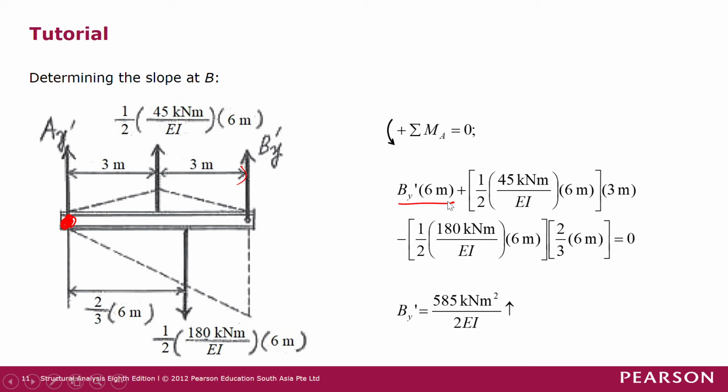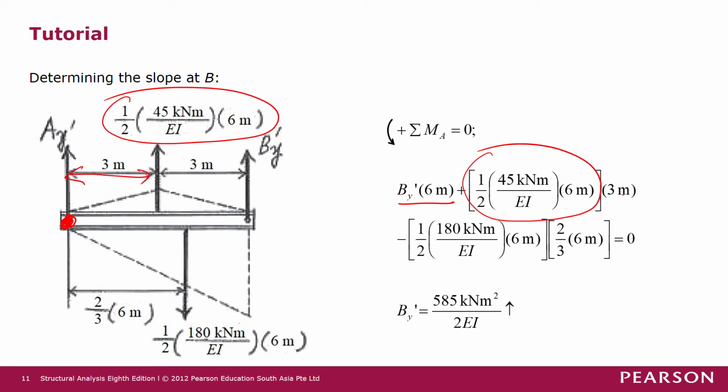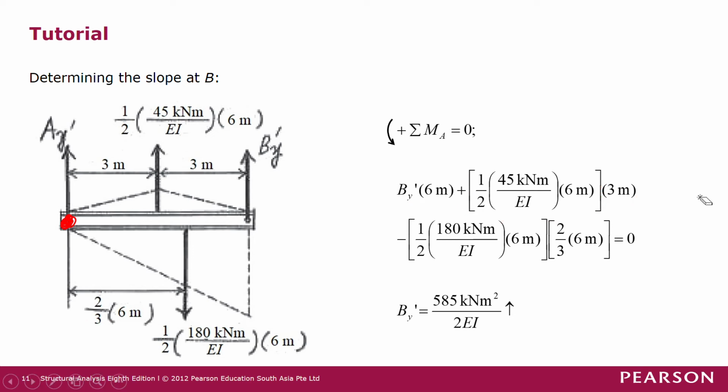And then the next force that we look at is this force here, which has a magnitude of this over here, and then multiplied by the moment arm of 3 meters, and then this is a counterclockwise moment with respect to point A or A prime, so it's a positive bending moment. And then the next force that we look at is this force here with magnitude of so much, and then the moment arm of 2/3 of 6 meters, and then it's a clockwise moment, so negative.